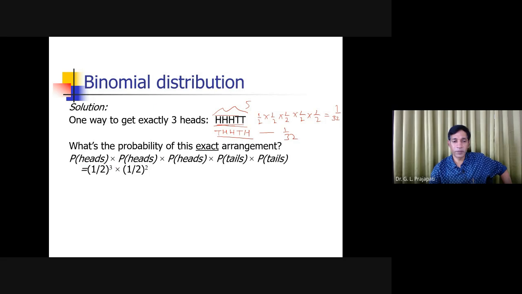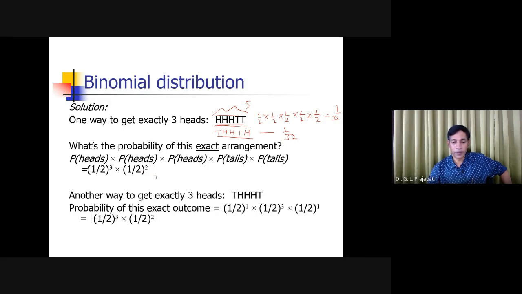How many times does it come? 3 times. 1 2 3. So the power is 3. 1 by 2 squared. This is another way: T T H H H. For this combination also, you have 1 by 2 raised to the power 3 multiplied by 1 by 2 squared.